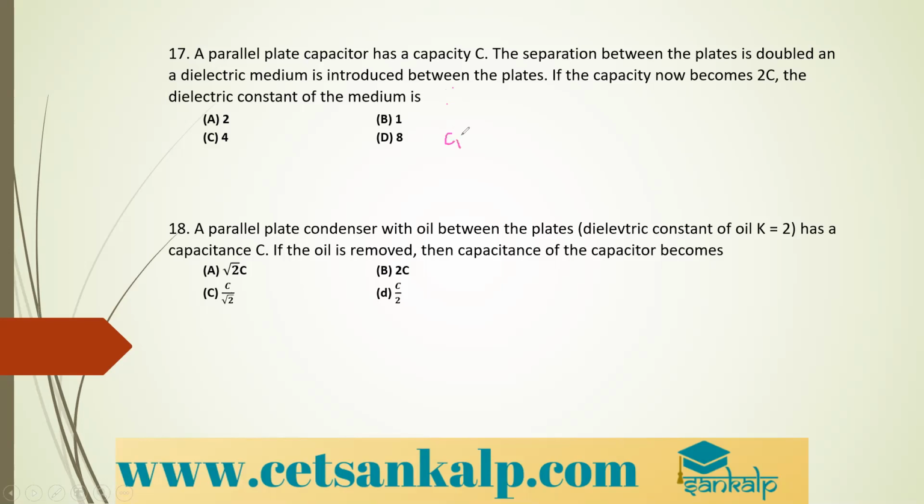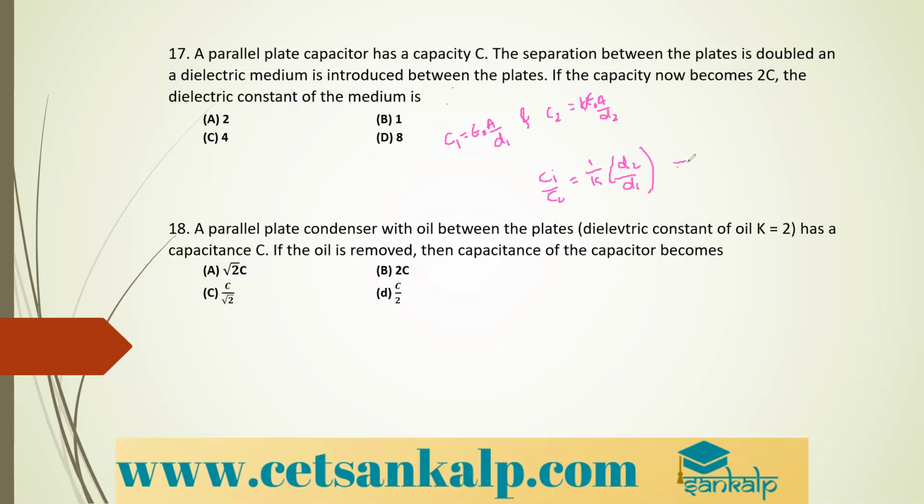That is C1 is equal to epsilon naught A divided by D1 and C2 is equal to epsilon naught K A divided by D2. So why K? Because when the dielectric medium is there, therefore we are taking K here. Okay, just take the ratio of C1 by C2. So what we will get here is C1 divided by C2 is equal to 1 by K into D2 divided by D1. Other common terms will get cancelled.